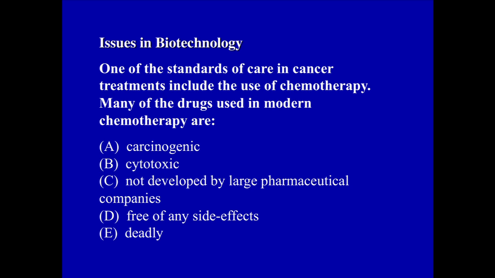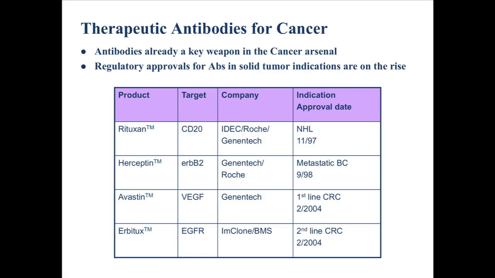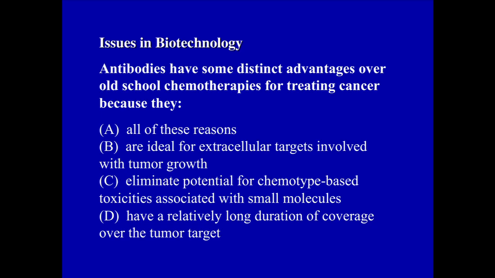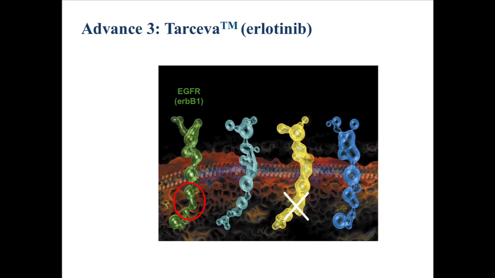So many of the drugs used in chemotherapy now are, and you can decide what the answers to that might be. So let's look at other therapeutic antibodies that are used for cancer. Antibodies have this distinct advantage over old school chemotherapies for fighting cancer because they, and again, you can evaluate those based on what we've previously gone over.